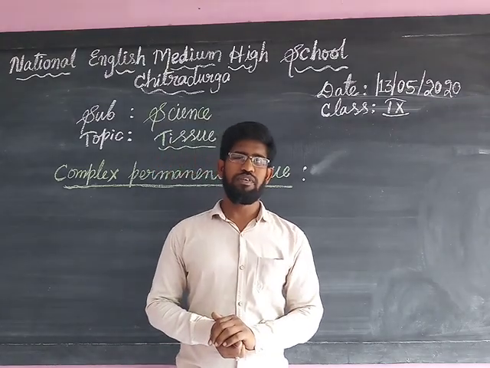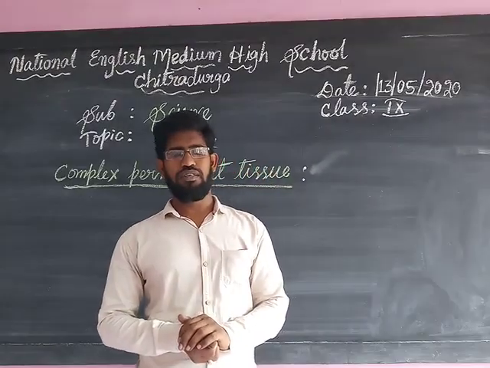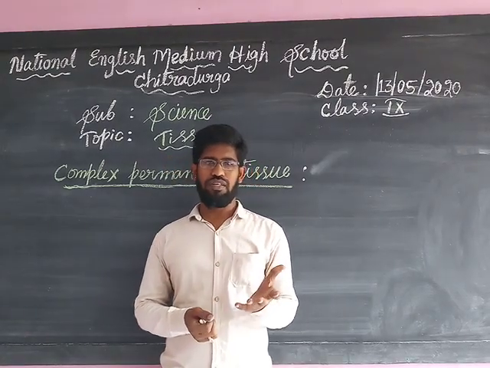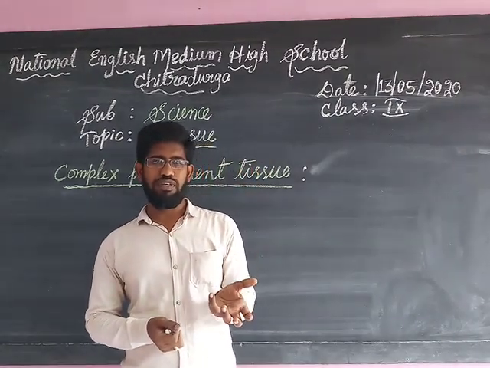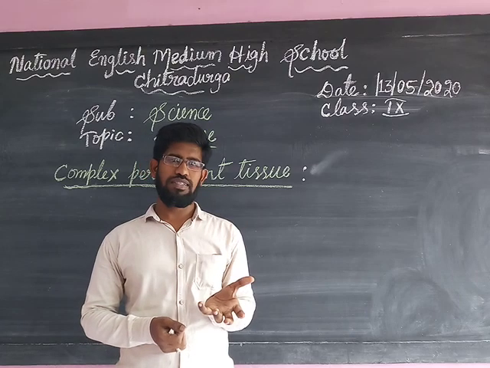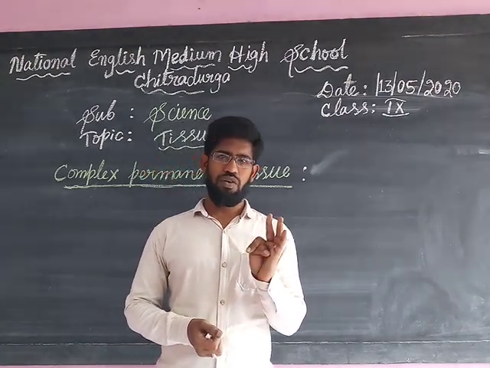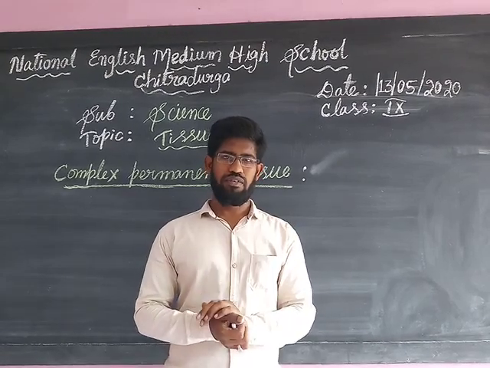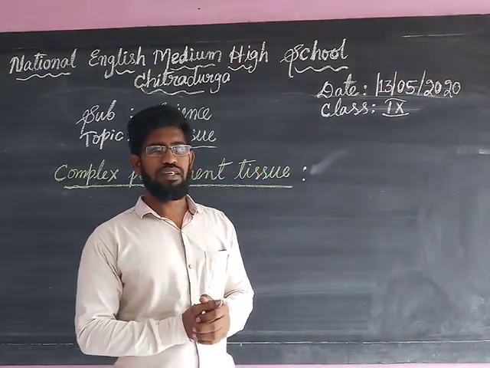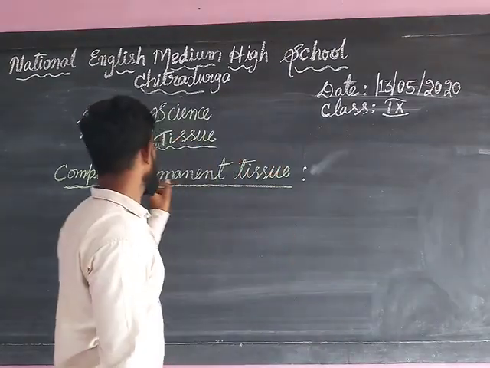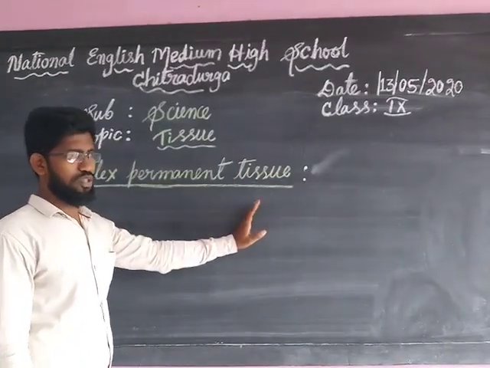Dear students, in the previous classes, we studied the simple permanent tissue. The structure of simple permanent tissue is very simple because it is made up of the same type of cells. In that, we studied parenchyma, collenchyma, and sclerenchyma. Now let us learn another type of permanent tissue, which is called complex permanent tissue.